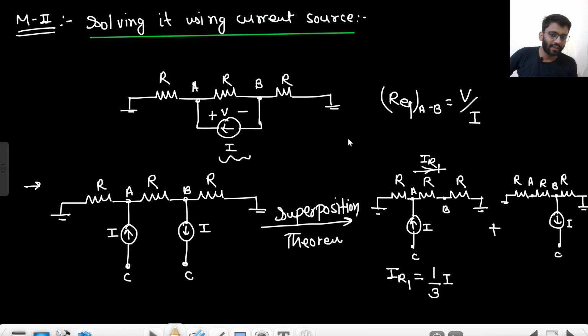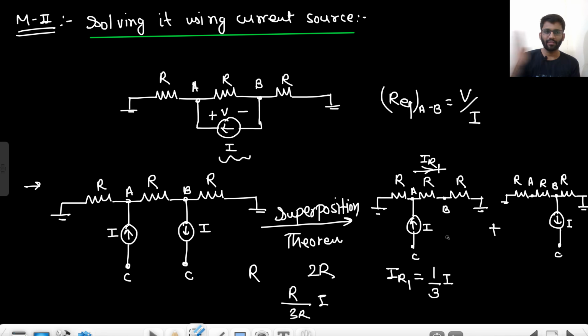How did I write it? Here, how much resistance do you see? 2R. And at that side, you see R resistance. Higher the resistance, lesser the current, so inverse proportion. R upon R plus 2R, 3R into I. So I by 3. Got it?